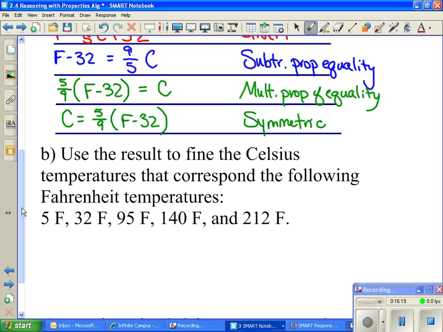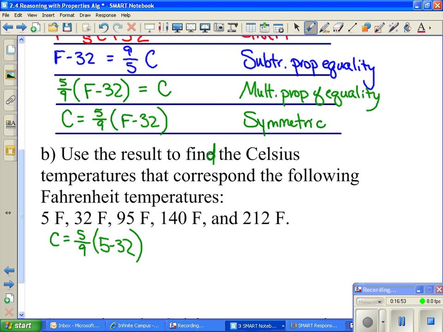Okay. So now that we have solved for Celsius, I want to find temperatures that correspond to the following Fahrenheit degrees. So if it was 5 degrees Fahrenheit, what would it be in Celsius? Well, what do you think I do? Yeah, I just substituted in. So I've got 5 minus 32 times 5/9.